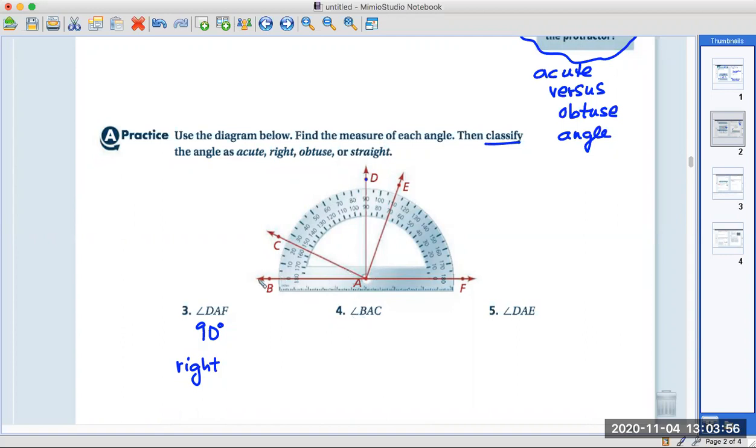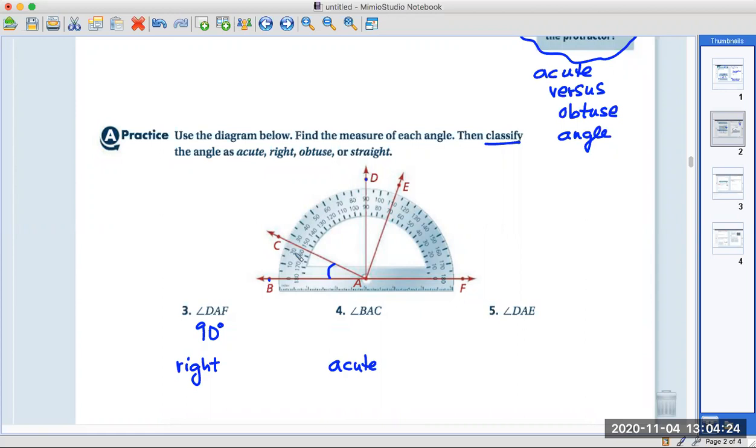Then we have BAC. So I go to my picture, I start with BAC, and I like putting a little arc in it to show me which angle am I talking about. Notice this is an acute angle, so I'm going to write that down. It's definitely less than 90 degrees. It's pretty sharp, right? So now that I know it's acute, what numbers do I use? Is it 160 degrees or close to 20? Obviously, closer to that 20 mark, right?